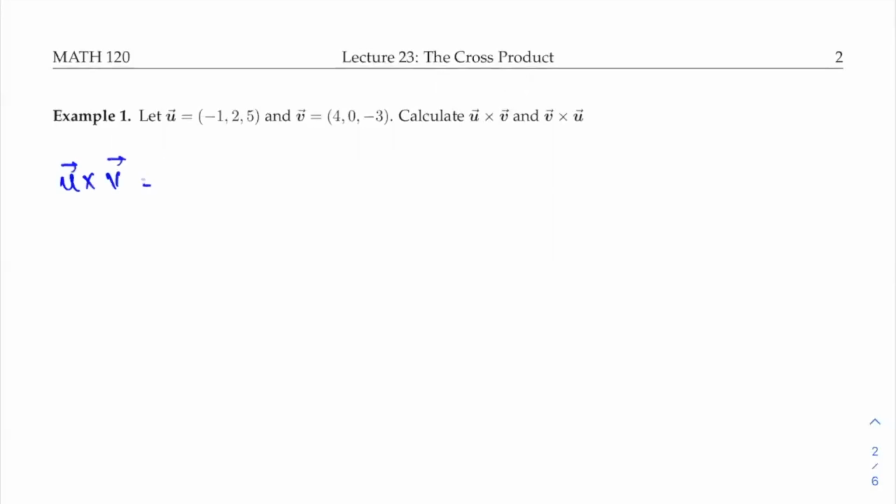All right, so for U crosses with V, because U is the first vector in the cross product, you form a 2 by 3 matrix. So you have -1, 2, 5, and then V is the second vector in the cross product, so you put its components in the second row. Now the cross product is going to be a three-dimensional vector as well, because you have two three-dimensional vectors.